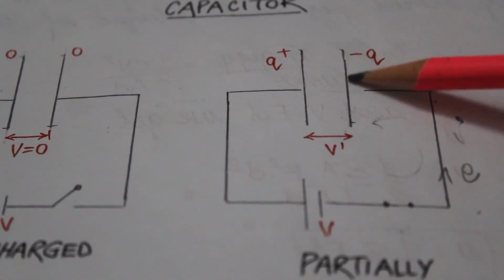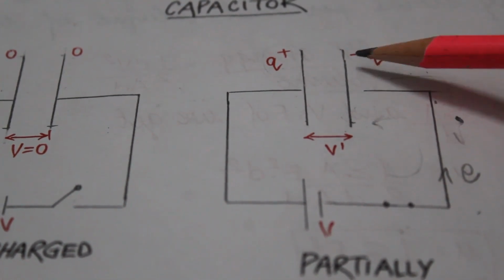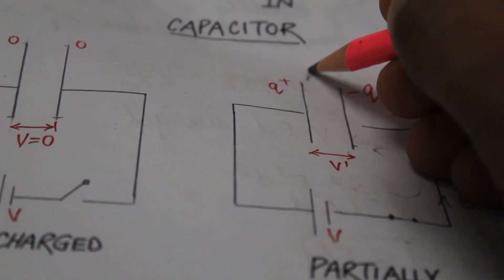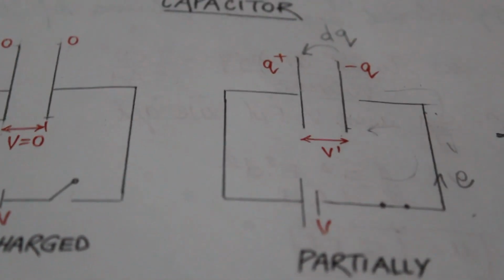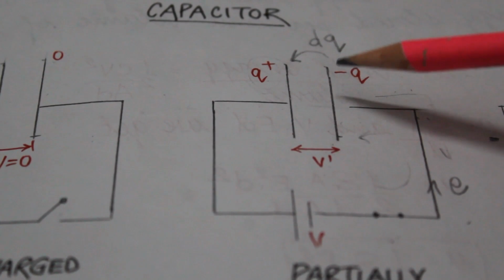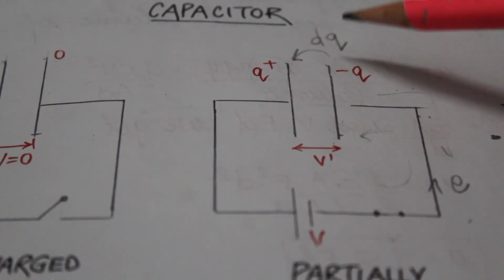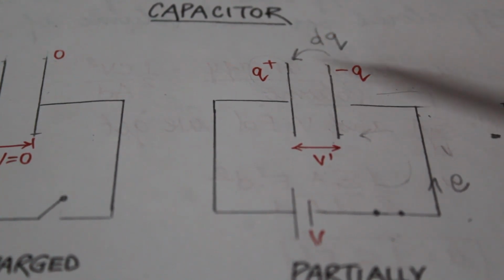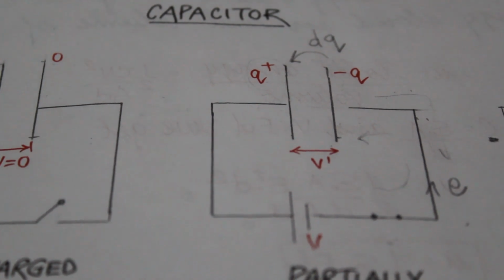Once the right plate of the parallel plate capacitor was charged by minus Q, let's say it transferred some of its charge to the left plate, and that charge transfer is given by dq. Since the charge is transferred from the right plate to the left plate, some amount of work has to be done in transferring this charge. That work done will be stored in the capacitor in the form of energy.